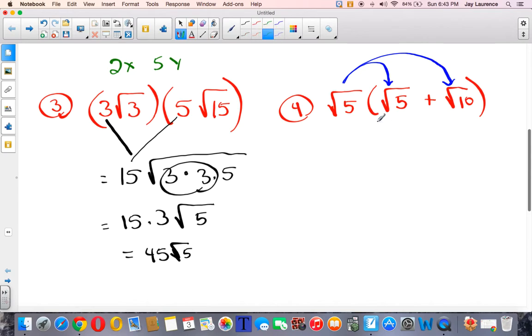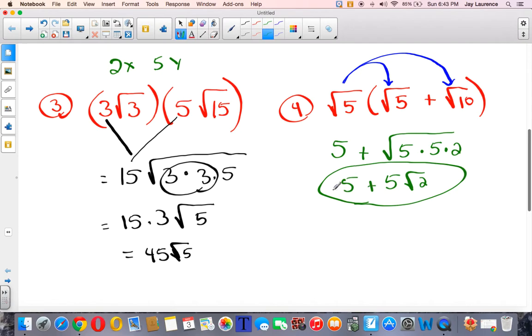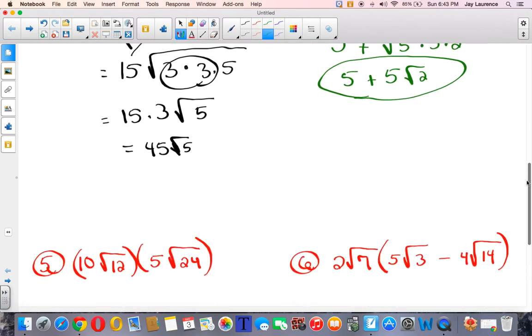Sorry. All right, so rad 5 times rad 5 is a plain old 5. And then rad 5 times rad 10 would be like the rad of 5 times 5 times 2. And so then I'm going to get a 5 plus 5 rad 2. Now I can't add those together because they're not like terms. One's a rational number, and this one is an irrational number, right? Because the square root of 2 is irrational.